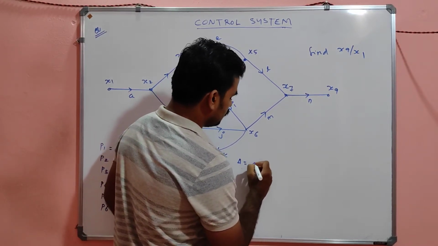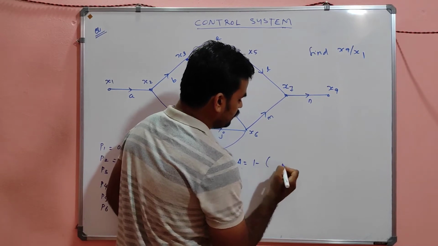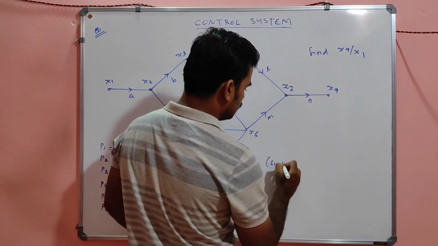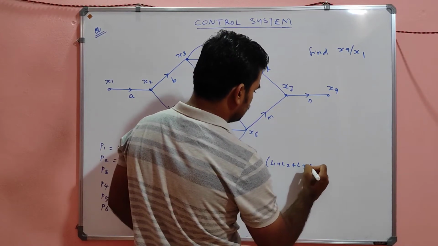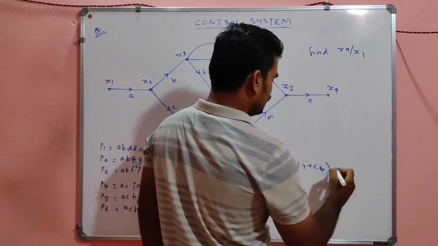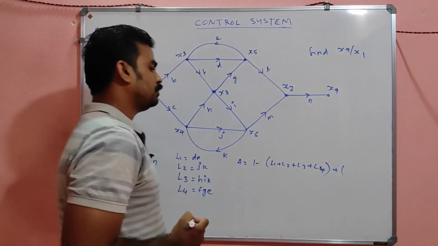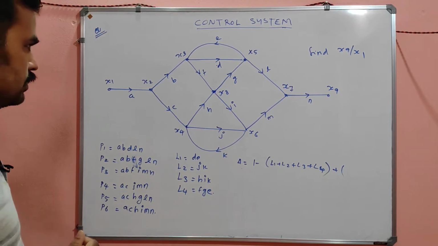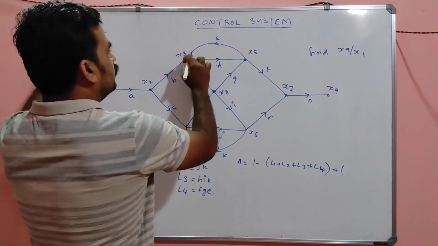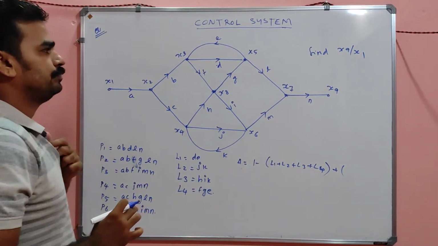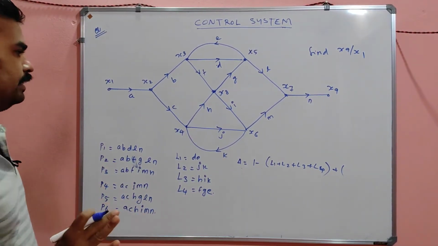Del is nothing but 1 minus the individual loop gains. Individual loop gain means L1 plus L2 plus L3 plus L4. Am I correct? Plus the sum of products of two non-touching loops, my dear. Two non-touching loops means this loop and this loop are non-touching. Am I correct? There are only 4 loops, my dear.